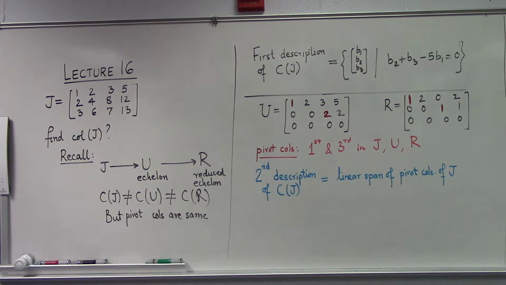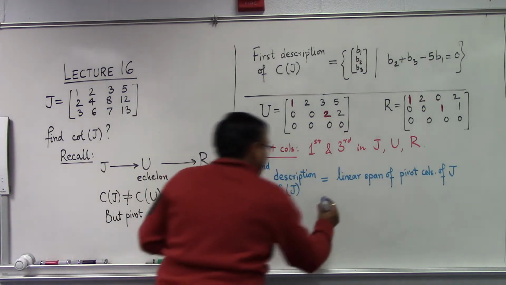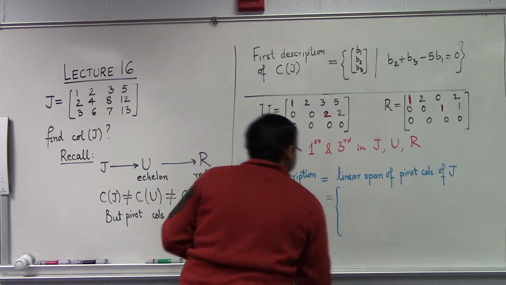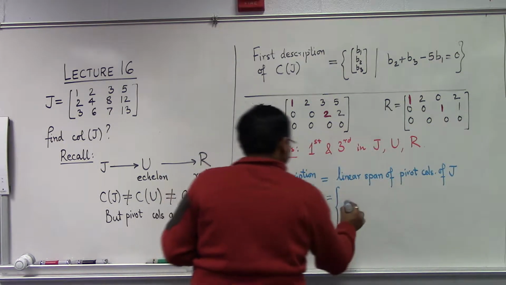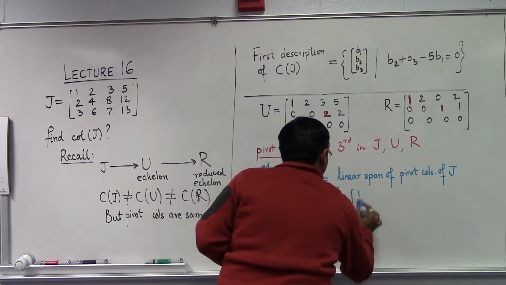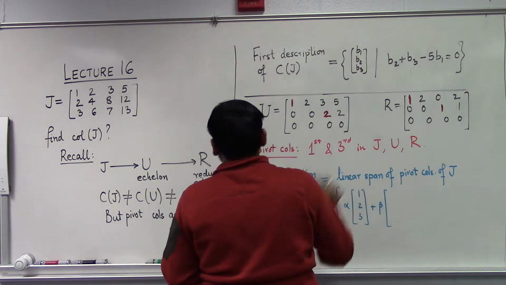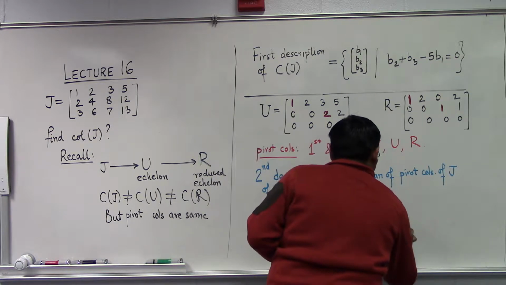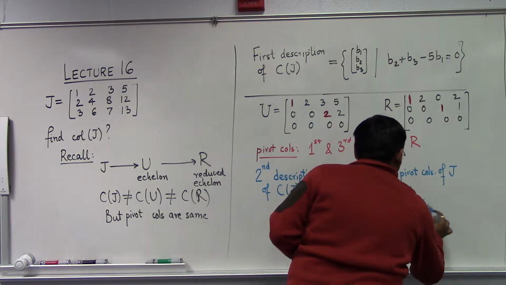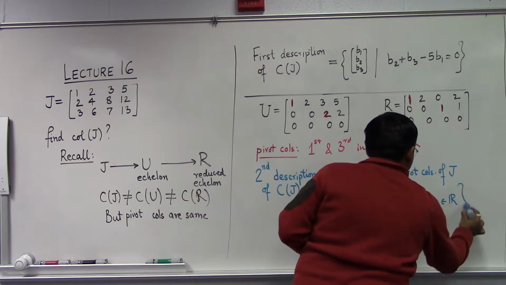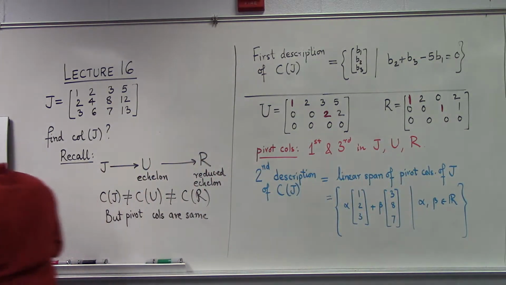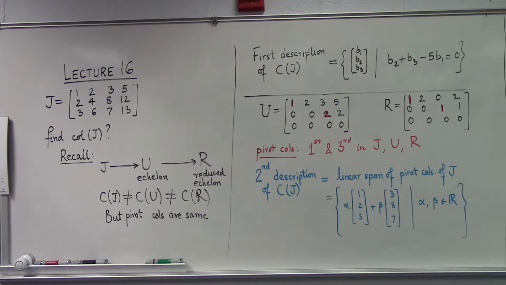Now, why is this such a better description for me? I wouldn't necessarily say it is a better description, but it gives you another perspective. And we could have simply said that things which are of the form alpha times 1, 2, 3 plus beta times, remember it's the first and the third column, 3, 8, 7, where alpha and beta could be any real numbers. This is another description of the column space. Both have their own significance, both have their own importance, and both provide us the information that we're looking for.